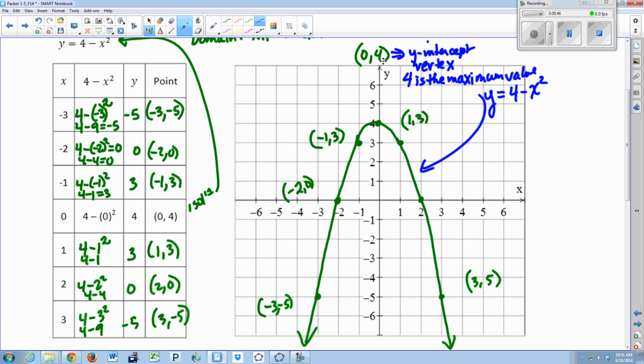We're only interested in the y value here when we talk about maximums. 4 is the maximum value. Okay. And then similarly down here we have some other points that actually sit right on the x-axis.